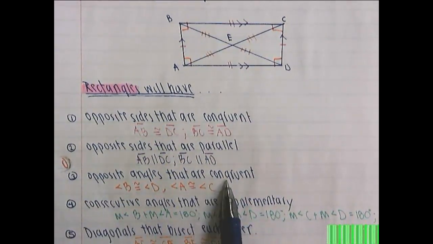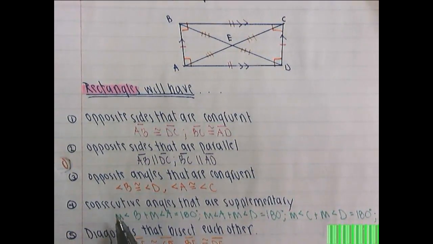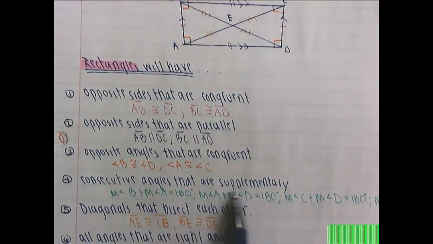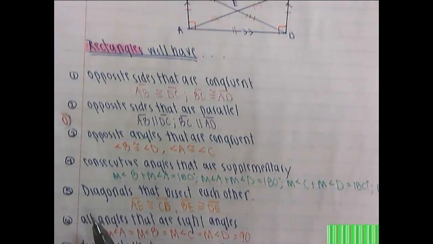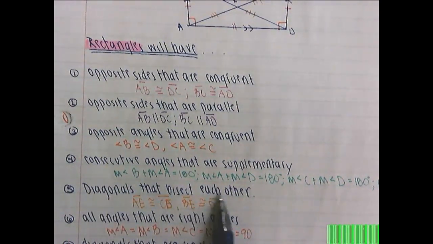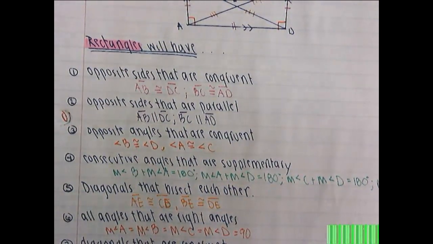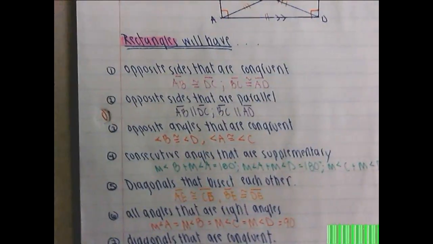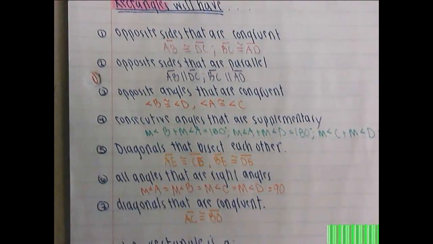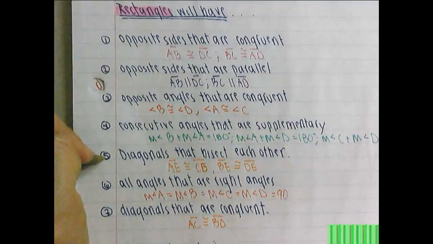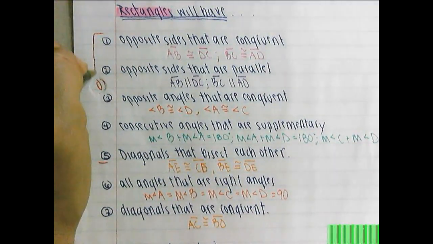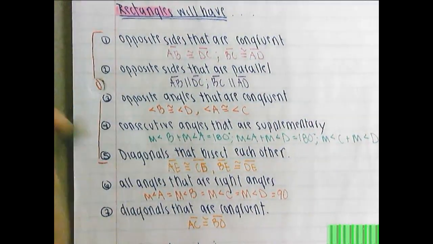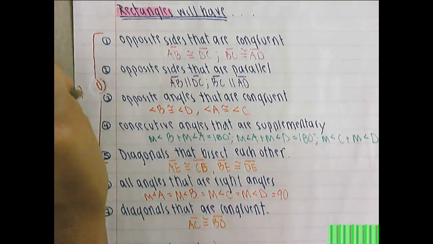Opposite angles that are congruent. Consecutive angles that are supplementary. Diagonals that bisect each other. And again, remember, these right here are all properties of a parallelogram.